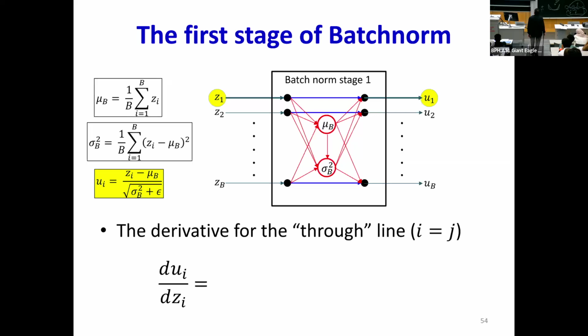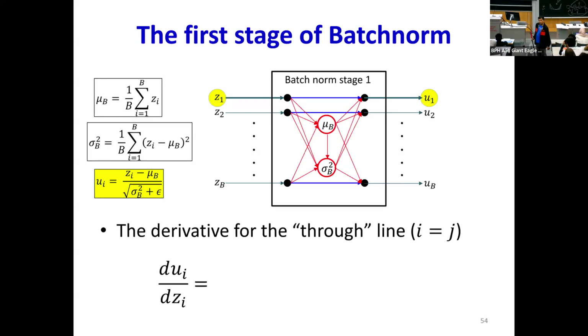Let me look at this. Let me look at the through line. So the through line is where Zi is used to compute the corresponding Ui. So i and j are the same, right? So that is this term over here. So if I'm looking at the relationship of any Ui to the corresponding Zi, that relationship is given by this formula here. Ui is Zi minus mean divided by the standard deviation. The plus epsilon is only to prevent division by 0, right?